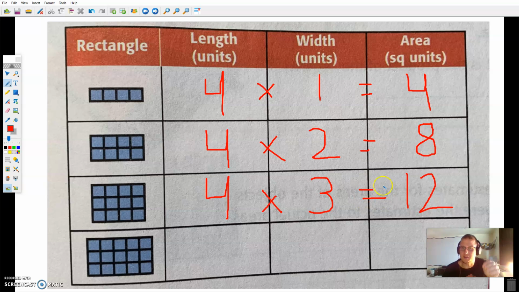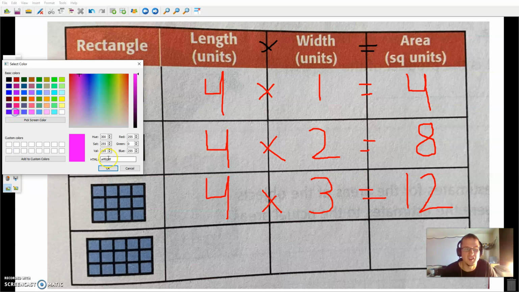So this brings us to our formula then that I told you we were going to get to, why we wanted to know length and width. I'm going to choose a different color besides red because it might blend in with the red here. But length times width equals the area. So let's take a look at our last one here.